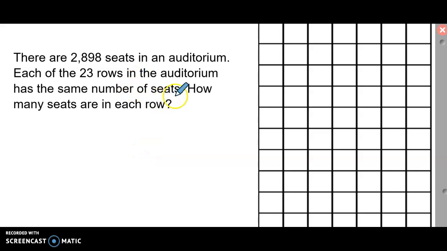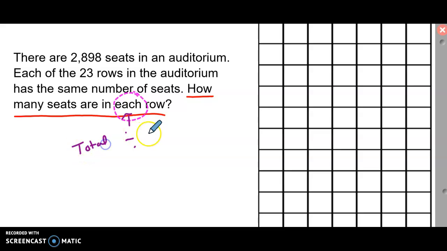Oh, I'm singing ding, ding, dinger right here. First, let's underline our question. How many seats are in each row? And my ding, ding, dinger is right here. That's each. Remember, when we're looking for each row, that's telling you division. That means I'm now going to be looking for my dividend or my total, and I'm going to be looking for my parts or pieces.